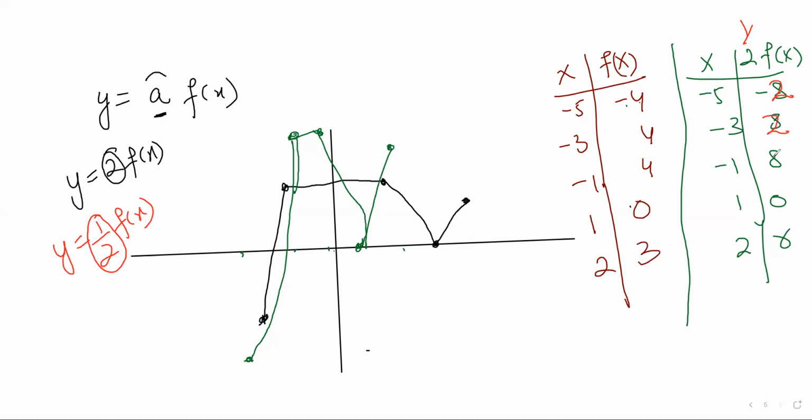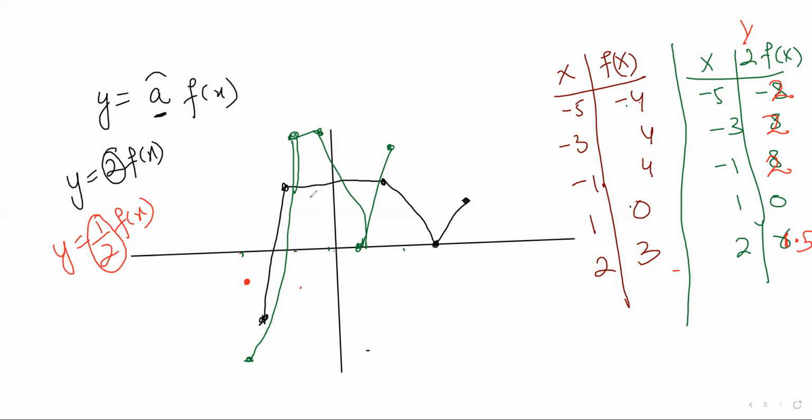We get 2, 4 divided by 2, 0 divided by 2 is 0, and 3 divided by 2 is 1.5. Again, we will find minus 5 and minus 2 over here, and we will find all the coordinates and plot the graph. So this is 1 by 2 f of x. This is the most easy one.